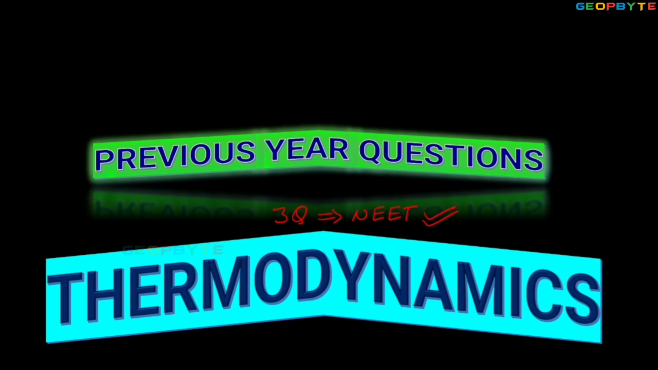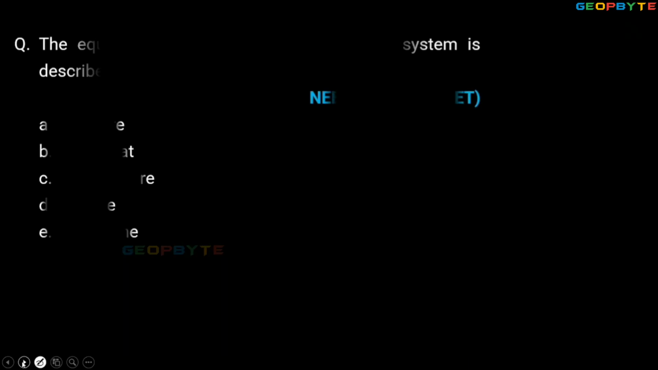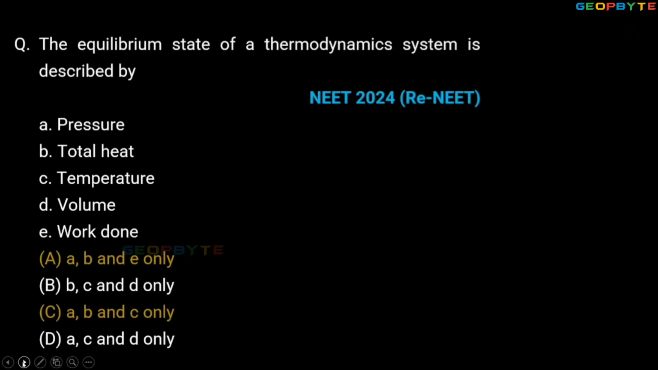I hope all of you clearly understood all the theory concepts we discussed for thermodynamics. Understood or not? Yes. Then let us take the very first question. Look at this very first question, asking like this: the equilibrium state of a thermodynamic system is described by. Look at the different quantities: pressure, total heat, temperature, volume, work done.